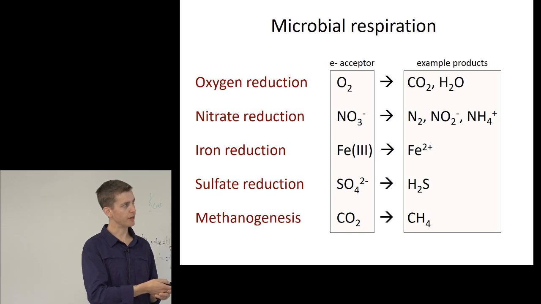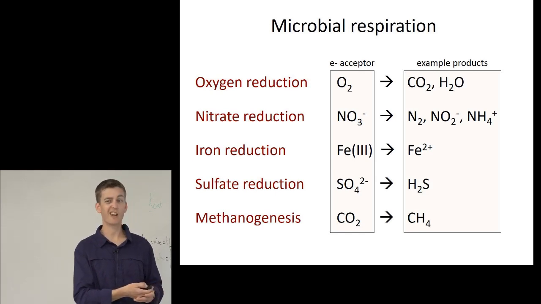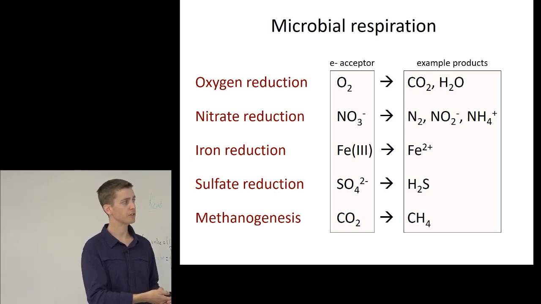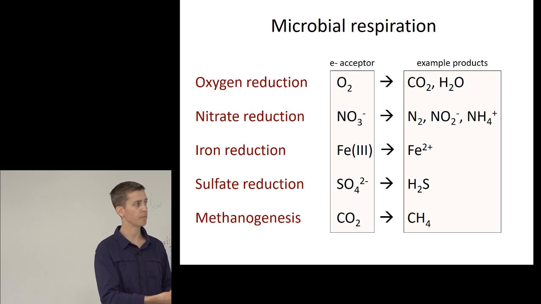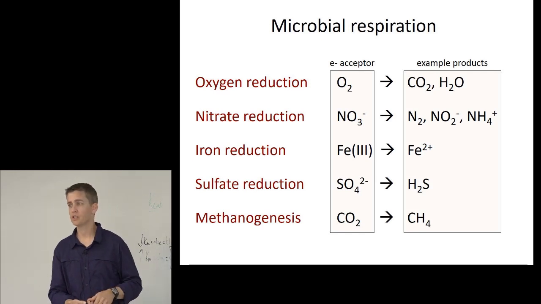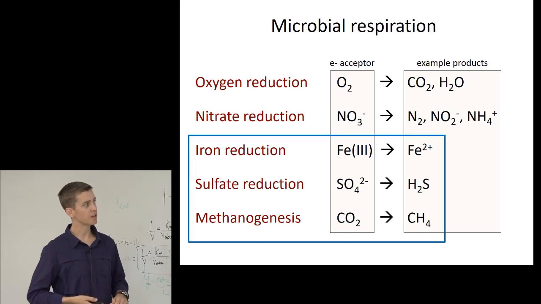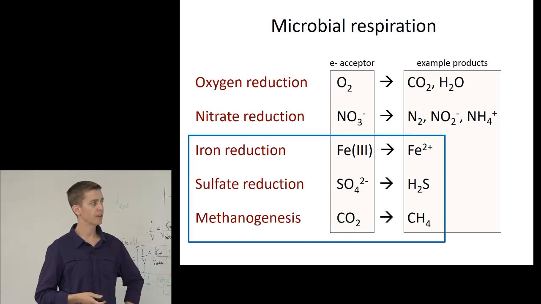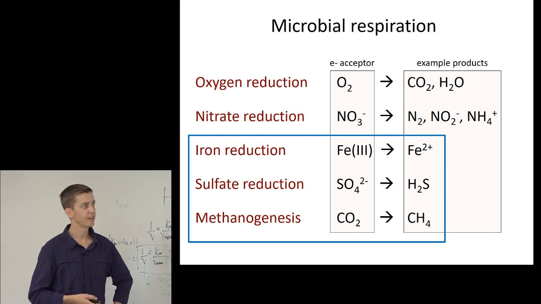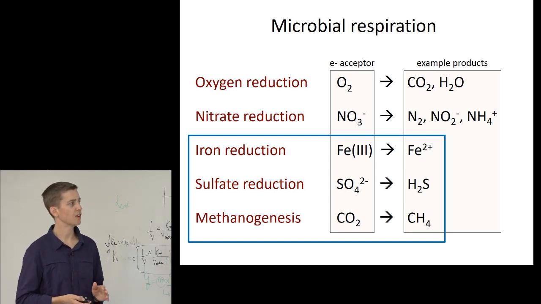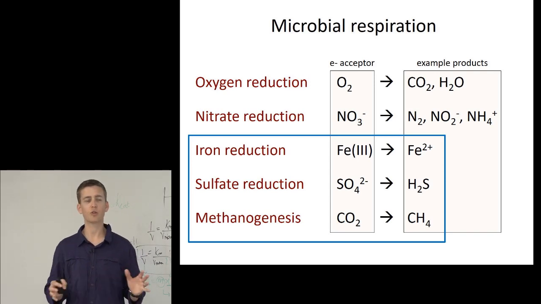They can use ferric iron, the iron that's in iron oxides and oxyhydroxides. They can respire sulfate, and they can also respire CO2, and that's one of the ways that they make methane, a microbial reaction known as methanogenesis. All right, so I'm going to focus on these three microbial reactions down here at the bottom: iron reduction, sulfate reduction, methanogenesis for the rest of this talk. These are three of the coolest microbial reactions that exist as far as I'm concerned.